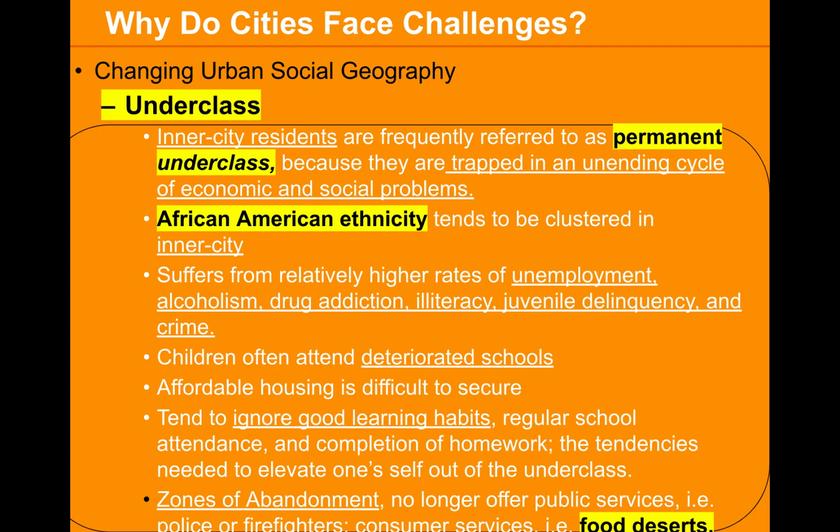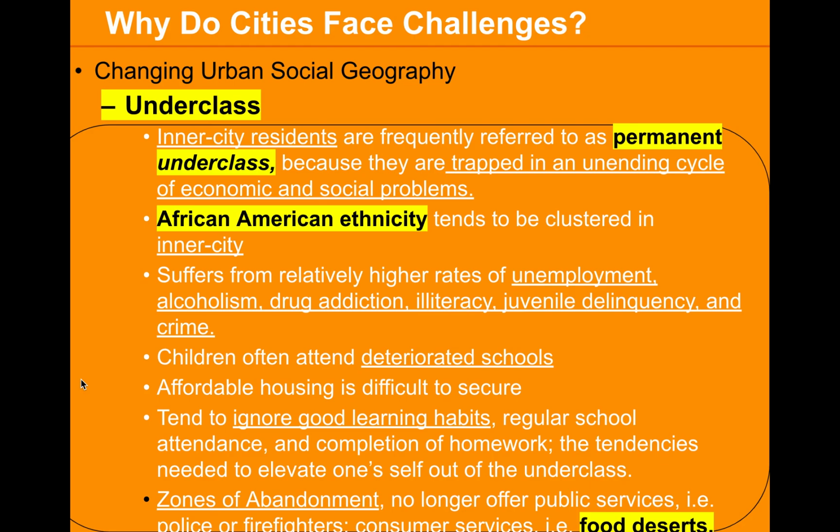Public transportation would be a long period of time to commute to and from a suburban consumer service job. So many of this underclass are trapped in these economic problems, and with these economic problems come bad choices with alcoholism and drug addiction, illiteracy, juvenile delinquency, and crime. Again, these are all problems that come because of their lack of economic opportunity.